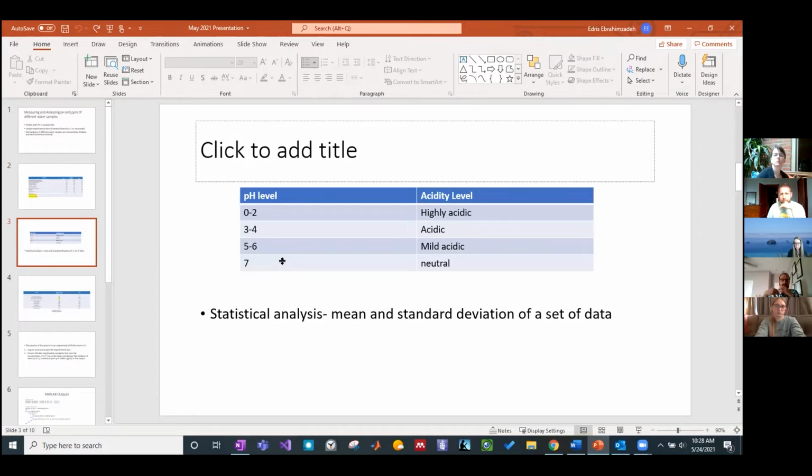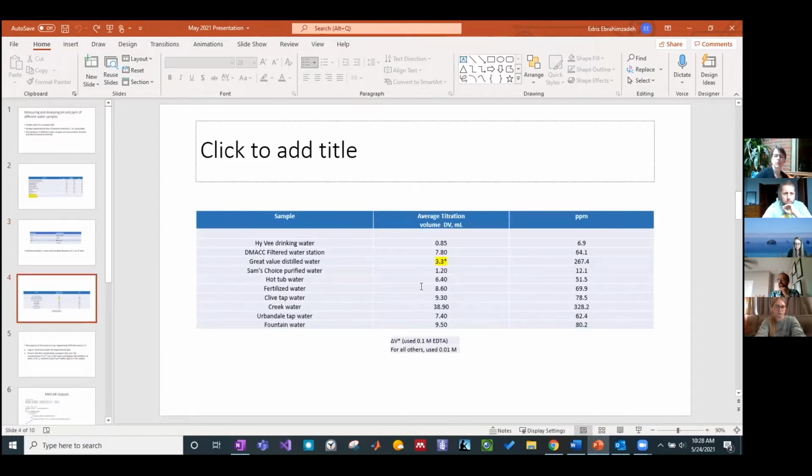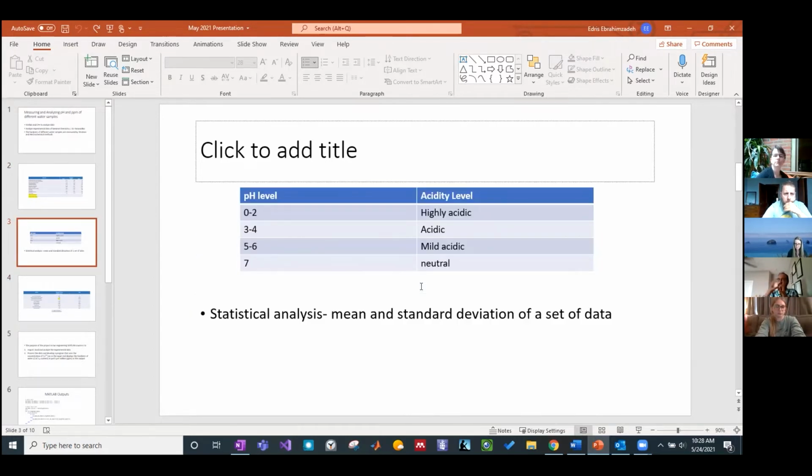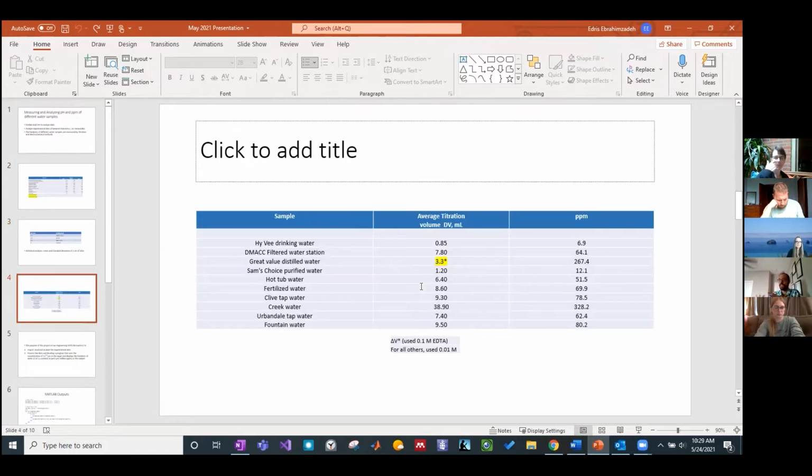Then the program is written in a way that the output will be the acidity level of the water sample. From 0 to 7, we just categorize them from neutral to highly acidic, and that will be the way that they will analyze the data. So this is what they did for both classes, for C++ and MATLAB, for pH.